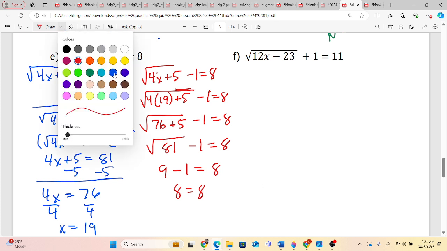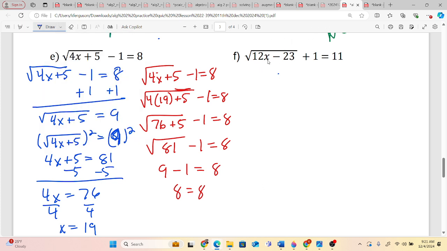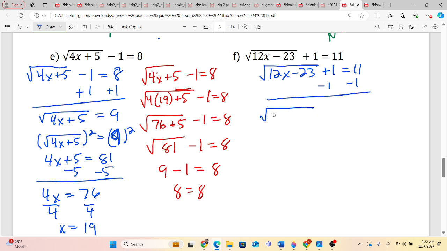All right, last problem. So I've got the square root of 12x minus 23 plus 1 equals 11. So let's rewrite it. Square root of 12x minus 23 plus 1 equals 11. So I need to isolate the square root, so I'm going to subtract 1 from both sides. So I got the square root of 12x minus 23 equals 10.